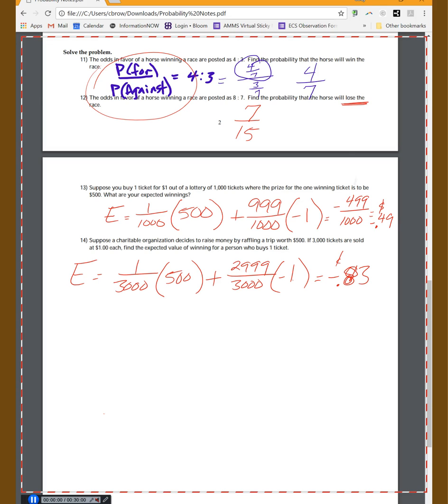So expected value, again, is pretty straightforward stuff. Now this could get bigger. Some of our expected value problems could have 3 or 4 different pieces. The ones we'll do will just have 2 basically. One piece will be the probability of winning something, and the other piece will have how much money was spent. Okay, that is the end of the probability lecture.